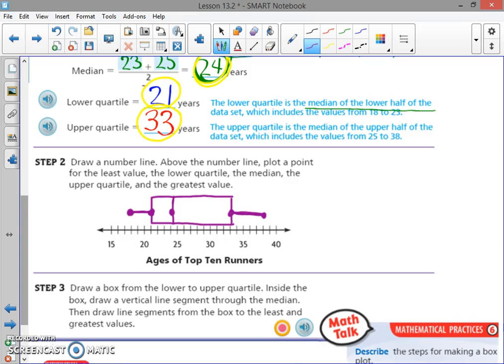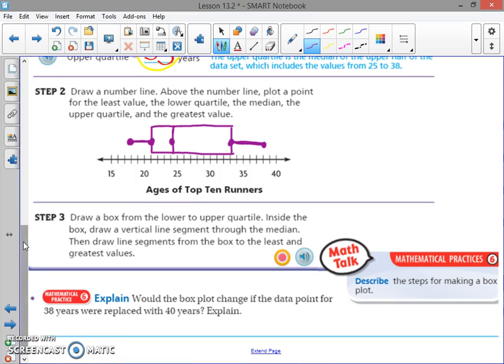It's really so much easier. I know it looks so intimidating. Okay, so we just did this. We drew a box from the lower to the upper quartile. Inside the box, we drew a vertical line segment through the median of the data. Then we drew out our whiskers from the box to the least and the greatest, and we are done.